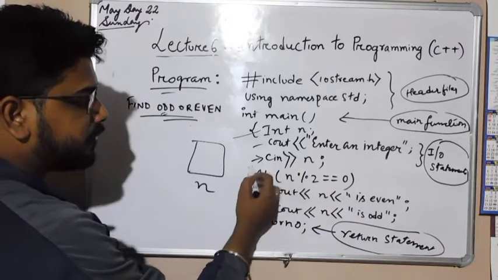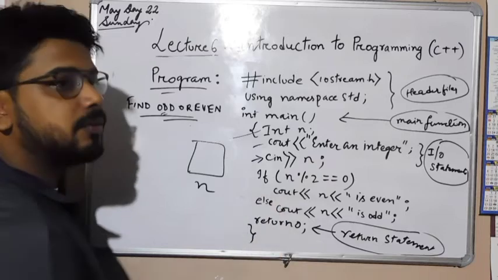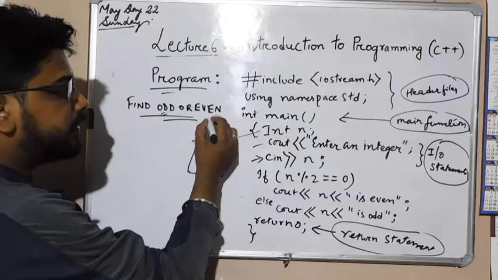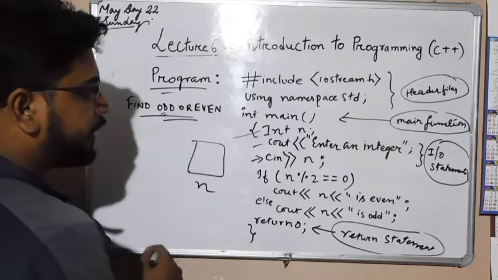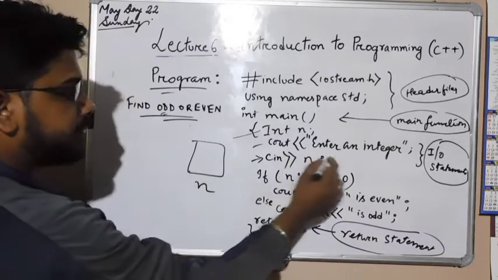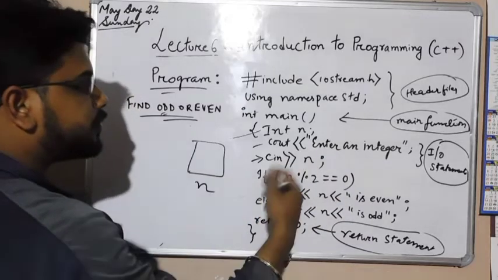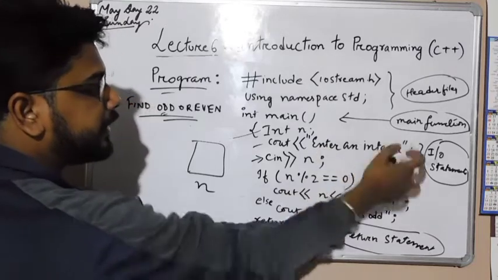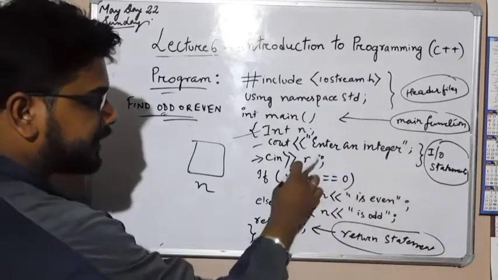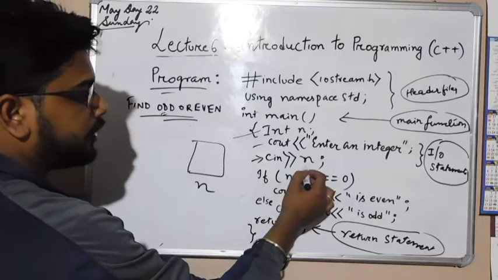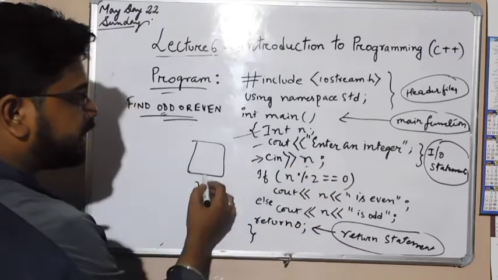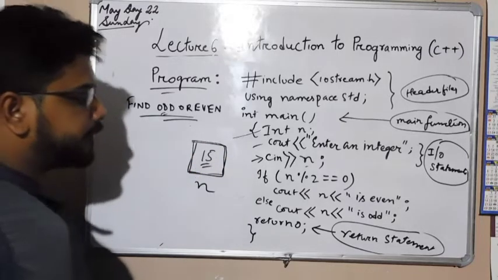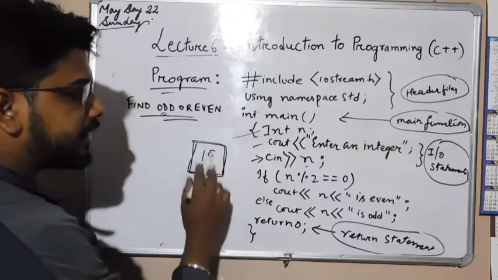What this cin statement will do is tell the user to give me some value, for which I will check whether it is odd or even. Suppose I ask the user by displaying "enter an integer", and the user enters a value. Whatever value the user enters will get inside this memory block. Suppose the user has entered 15.